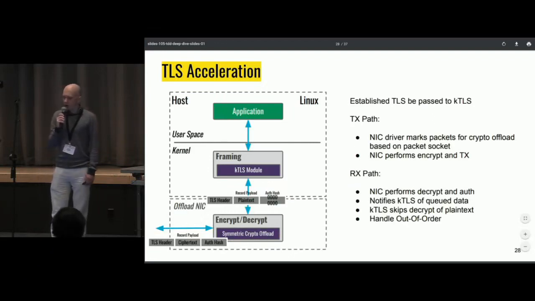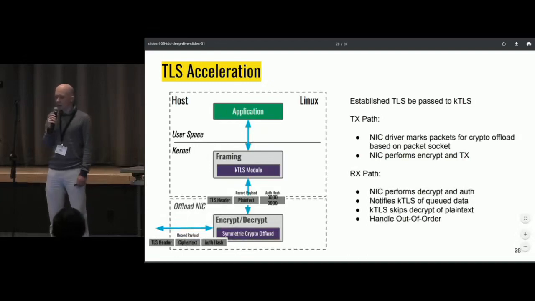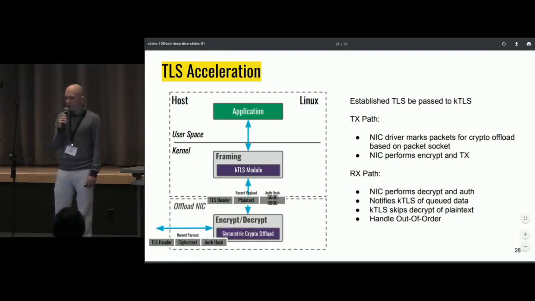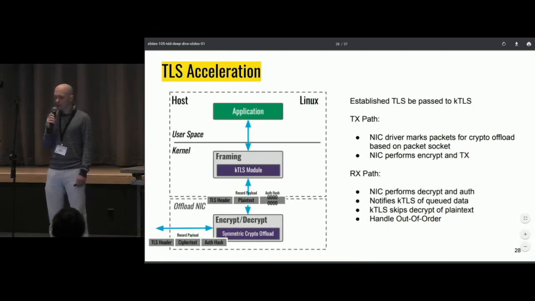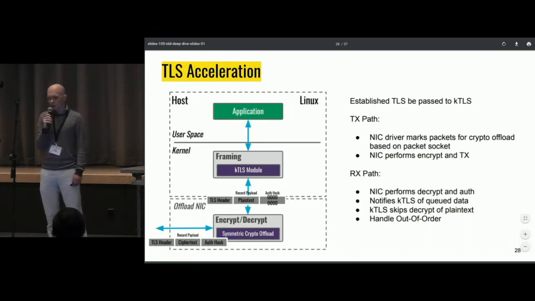On RX, things are reversed. However, it's worth noticing that RX is significantly more complex implementation-wise than TX, because one needs to deal with things like out-of-order packets, reassembly of fragments, and so on. Essentially, you have much less control of what's coming into the box as opposed to what's going out of the box.